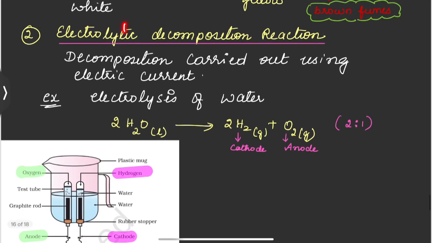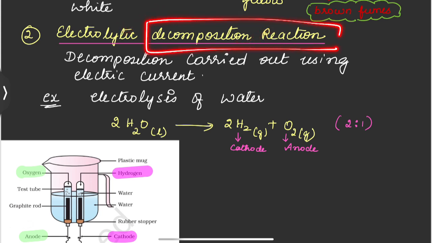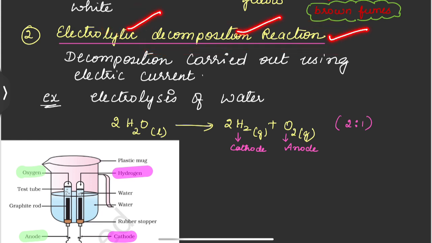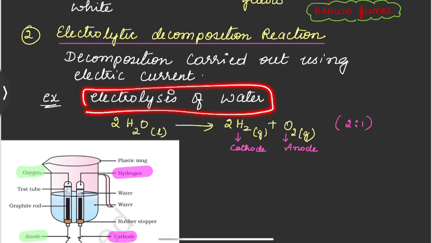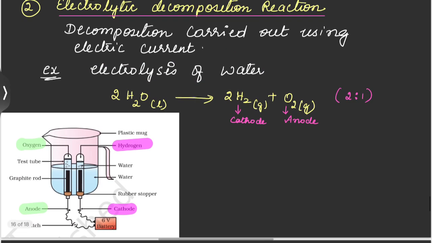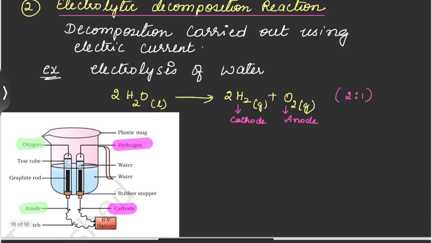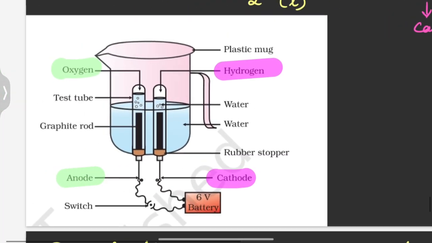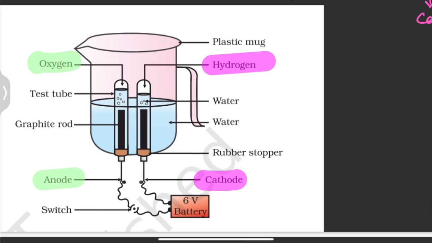Next, electrolytic decomposition reaction, where decomposition reaction is carried out using electric current, is called electrolytic decomposition reaction. Here you can see decomposition carried out using electric current. The example is electrolysis of water. This is very important. I'll tell you how the questions can appear in the board examination. There is an activity given in your textbook. In this activity, you are going to take a mug.